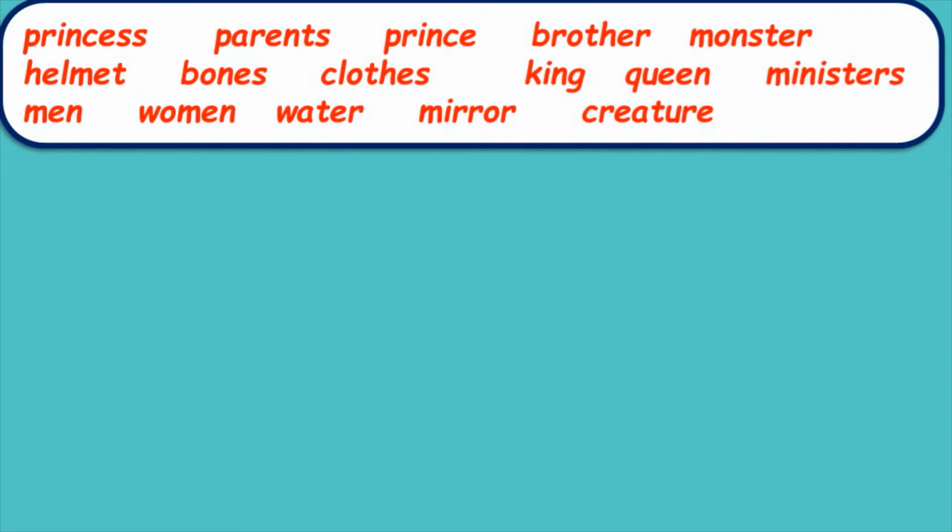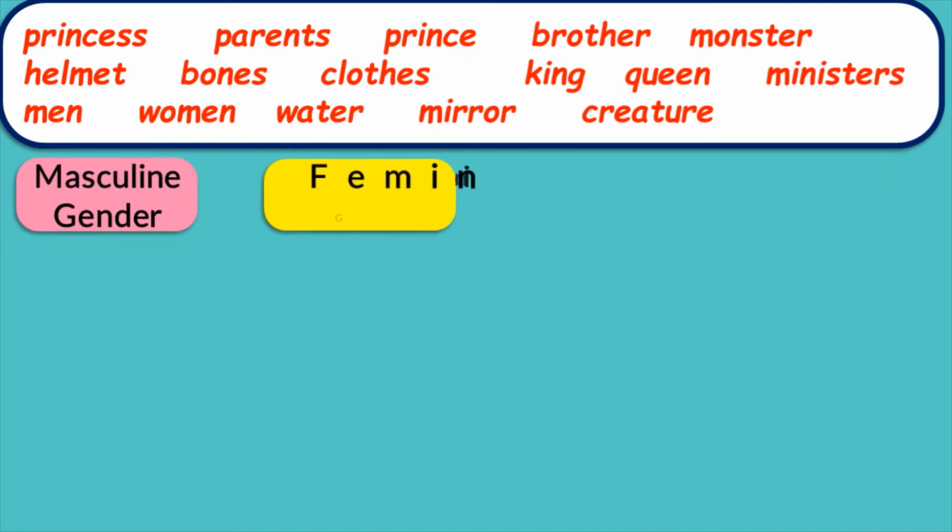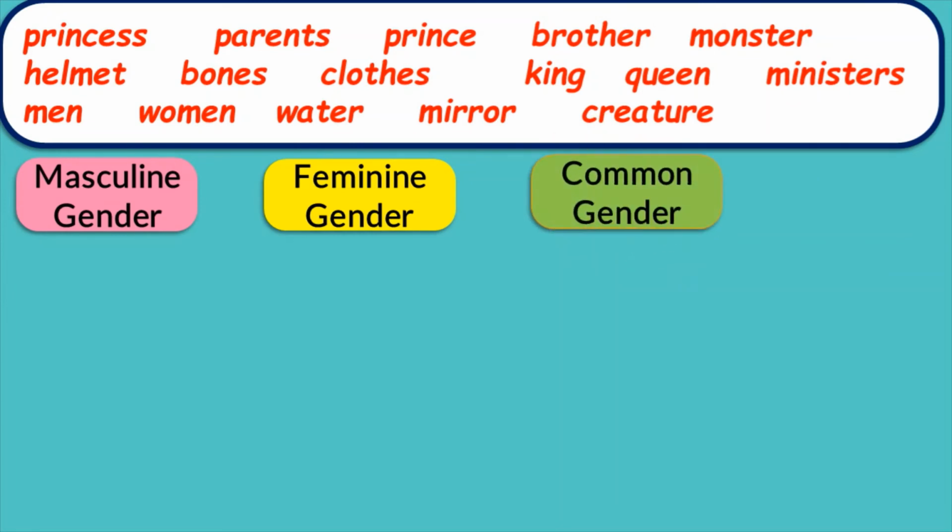Now in this next exercise, we have a list of nouns and we have to classify them according to the 4 genders, which are masculine gender, feminine gender, common gender, and neuter gender.